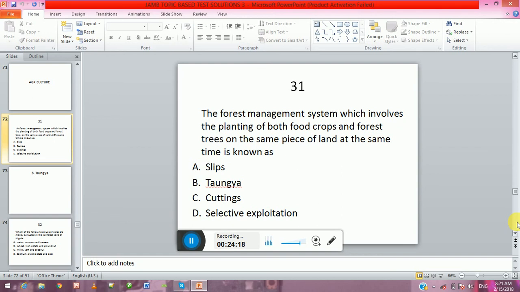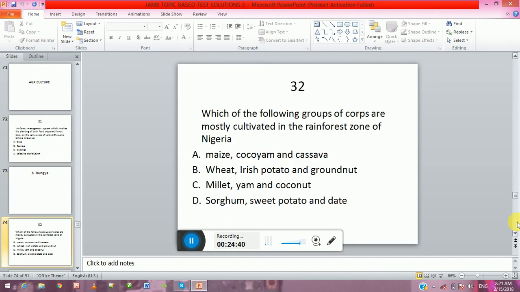Agriculture. The forest management system, which involves the planting of both food crops and tree crops on the same piece of land at the same time, is called Taungya. Know that Taungya is that management system that ensures food crops and forest trees are planted on the same farmland.